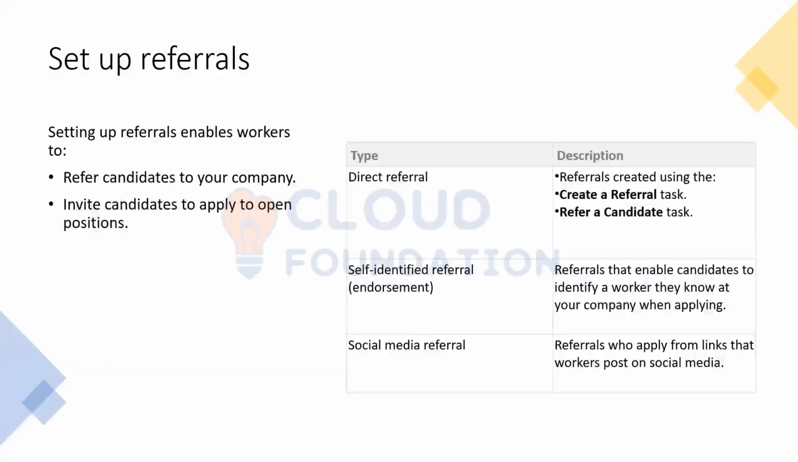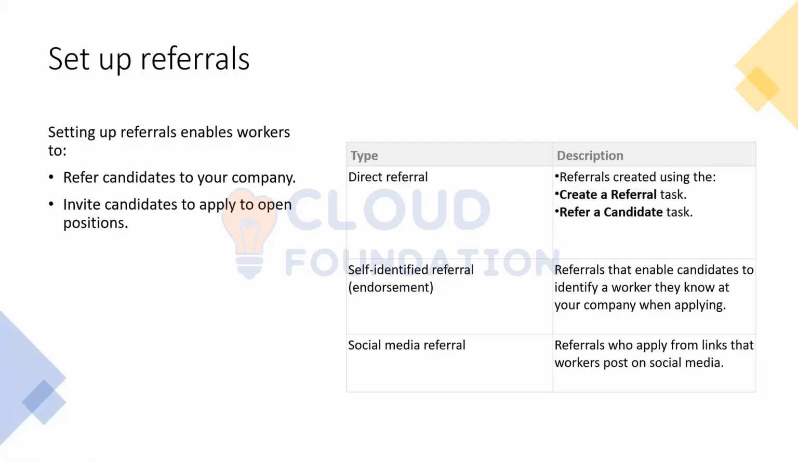Okay, so there are majorly three types of referrals. One is the direct referral. Direct referral is something which a particular person or a recruiter would be creating in the system using these two tasks. We have two tasks of creating the referral. Create a referral is majorly for the recruiters or admin people, and refer a candidate is for all the employees.